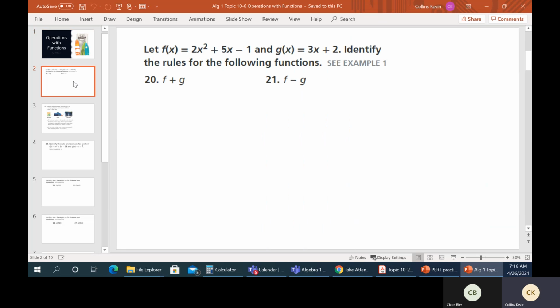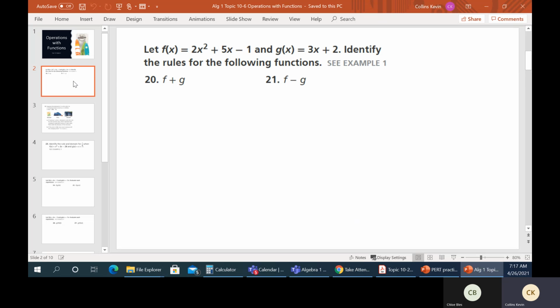Okay, so this one says we have two functions up here. We have an f function and a g function. It says identify the rules for the following functions. And it says f plus g. So literally, we're just adding the two functions together, which is combining like terms more or less. A bunch of different ways you can do that as far as writing it out. It just depends on what you're comfortable with.